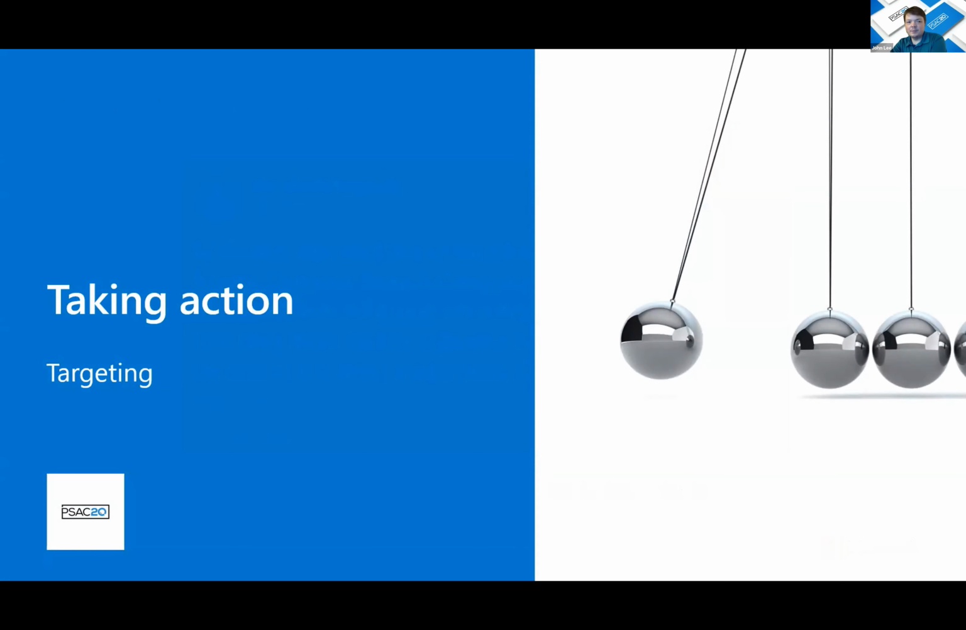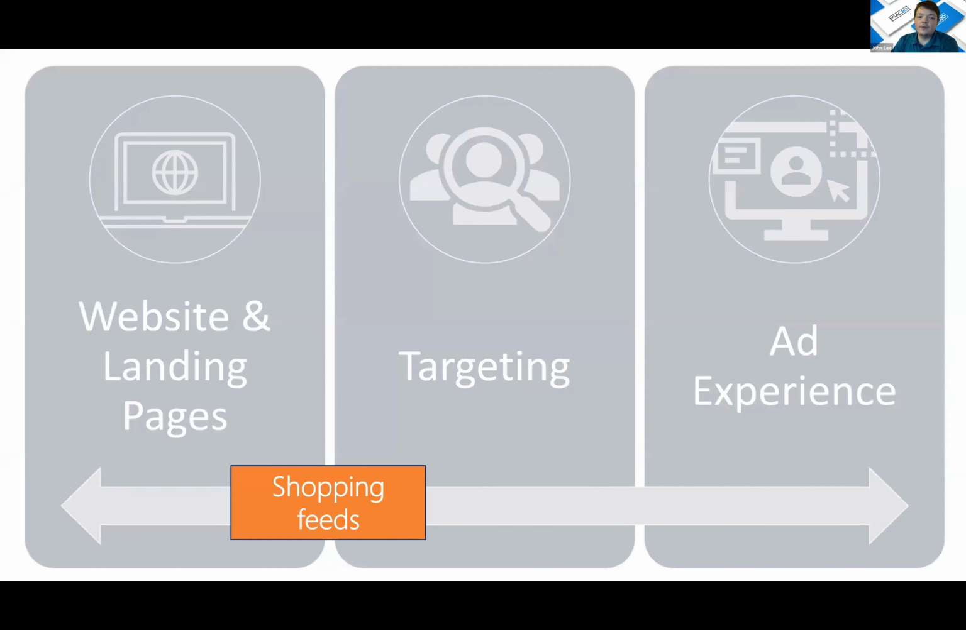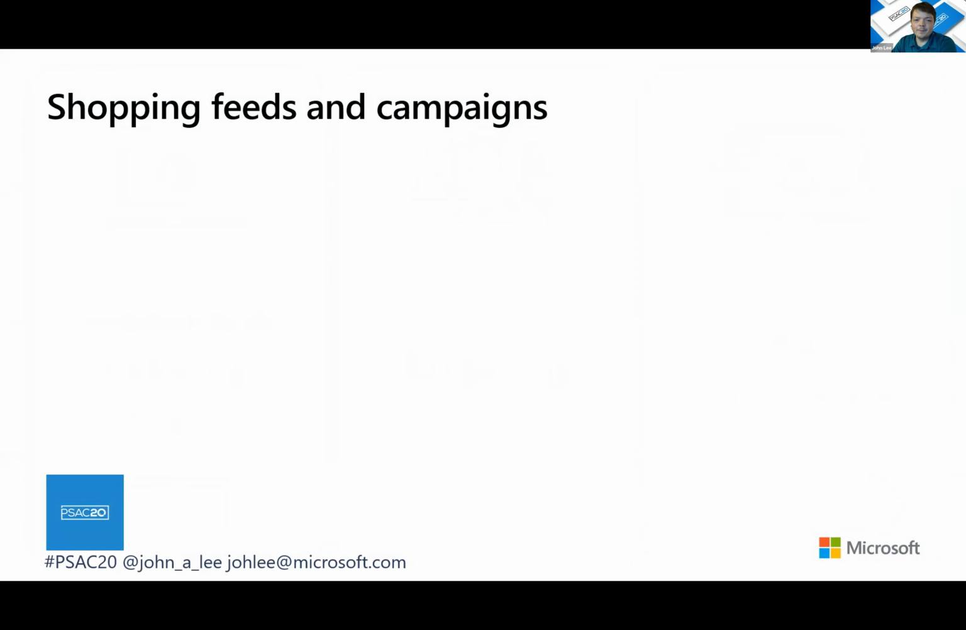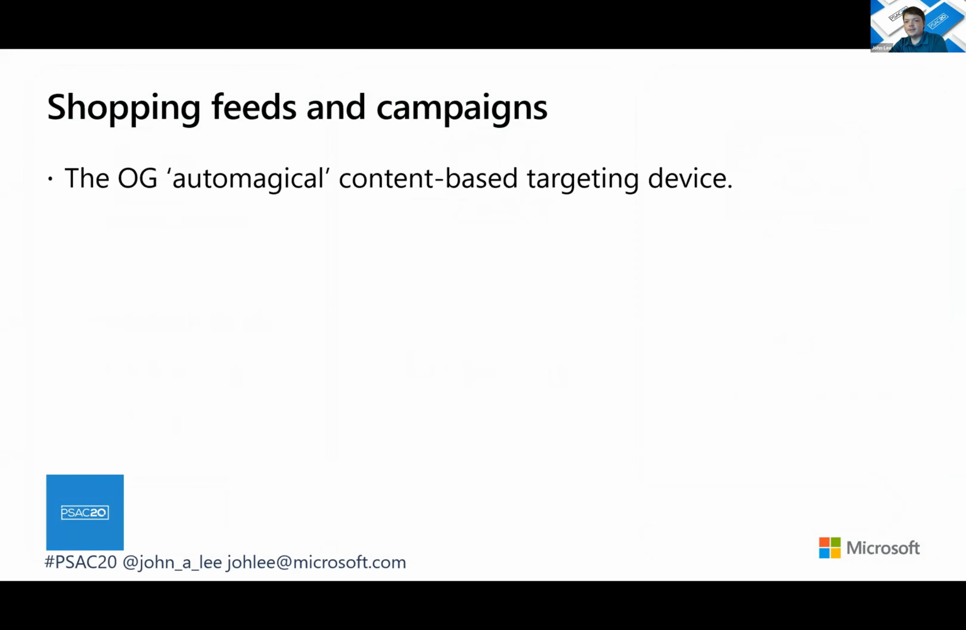So I'll blast through the second half of this. Really, DSA was kind of the big anchor point here. But I really would stress for you all to think through what's happening with your shopping feeds and keywords and audiences. I'm not going to go too deep into either one of these. I think they would be worthwhile sessions of much greater length than 20 minutes of their own. But worth calling out shopping feeds, because honestly, that's like the OG, the original automagical content-based targeting device. I see it as a bit separate, because you can completely and totally modify that feed separate from your website.